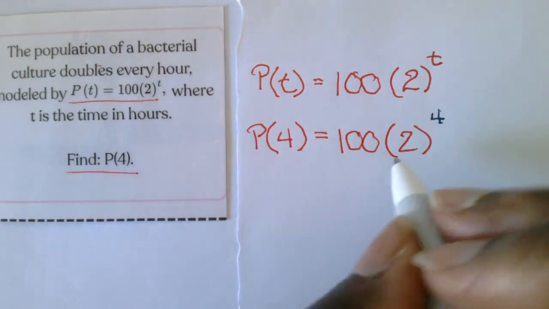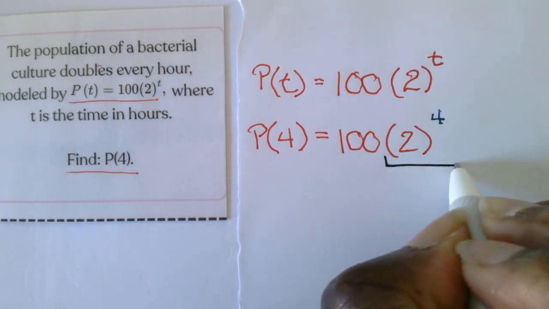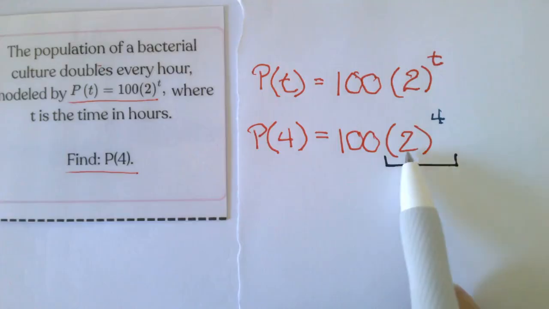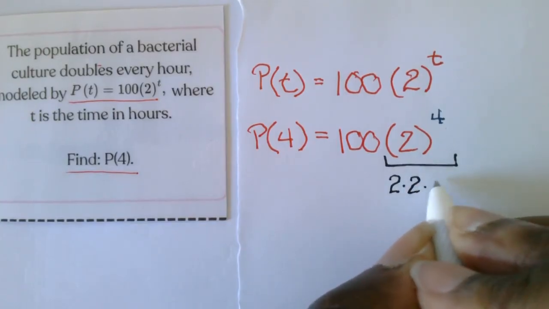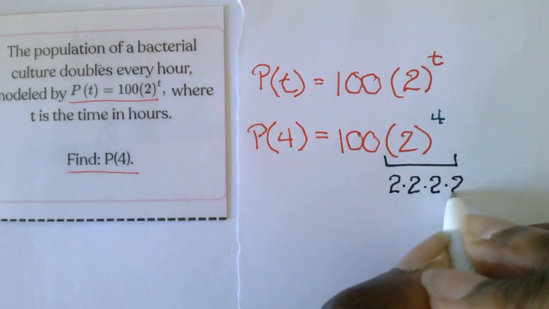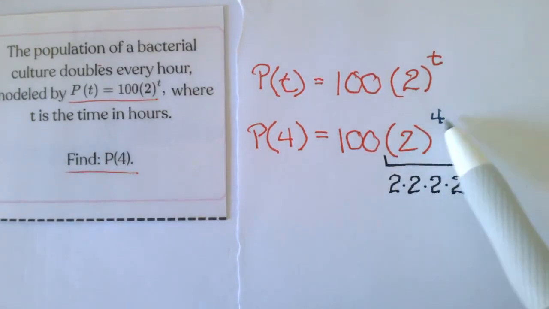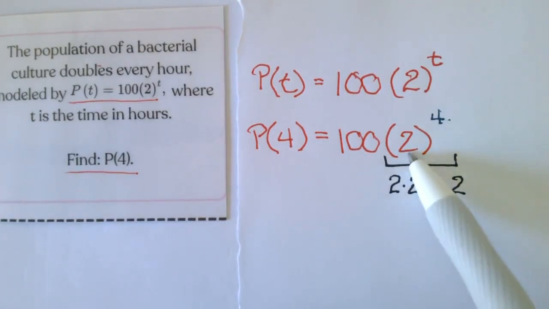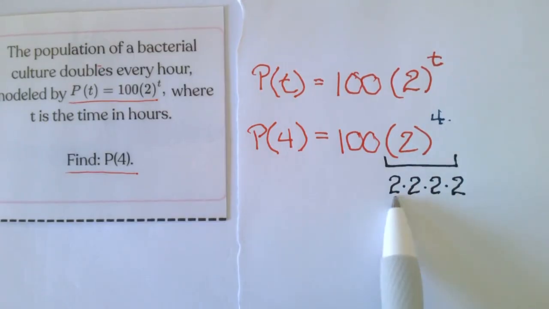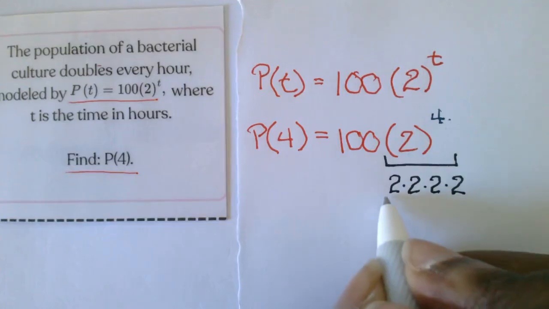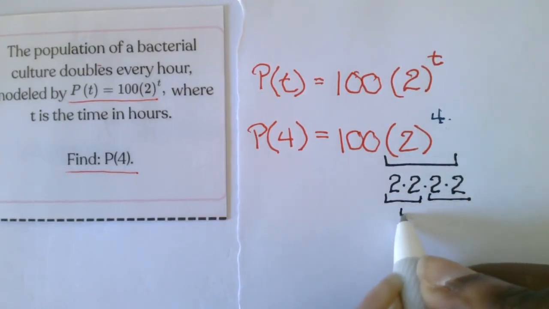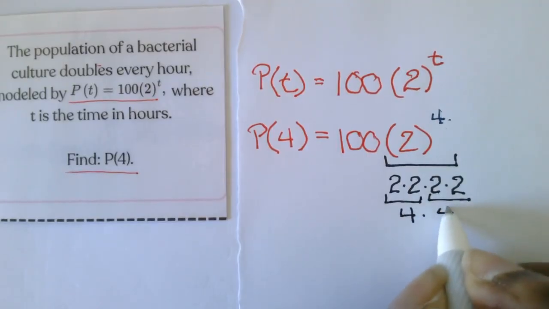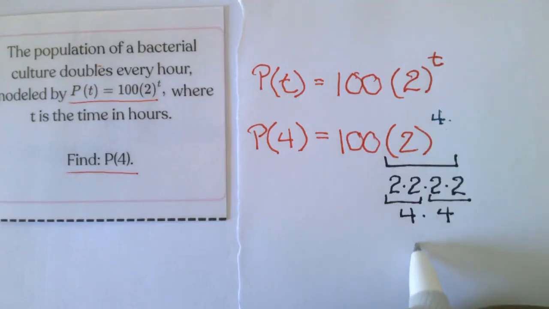Okay? So we are taking care of this exponent first. So 2 to the 4th power. That's 2 times 2 times 2 times 2. It's not 8. It's 2 raised to the 4th power. I'm multiplying my 2's 4 times. So here, group them. 2 times 2 gives me 4. 4 times 4 gives me 16.